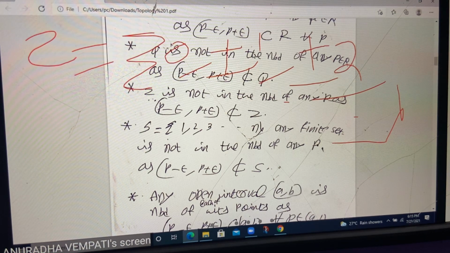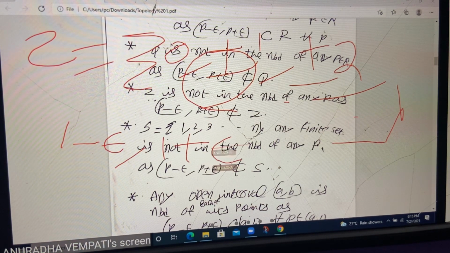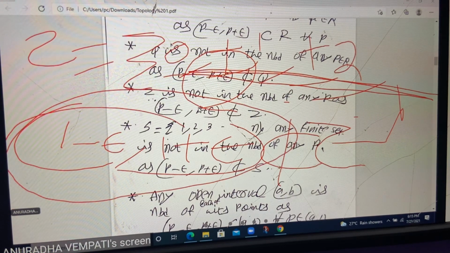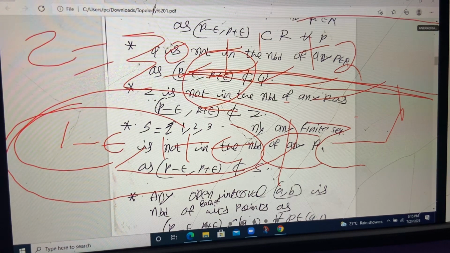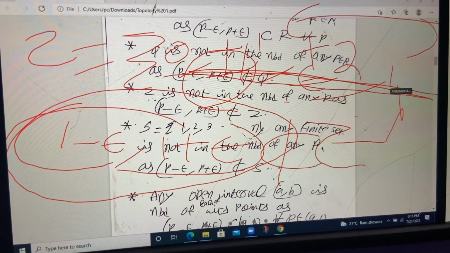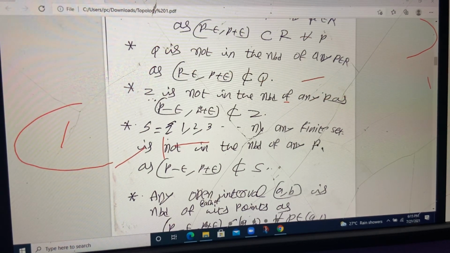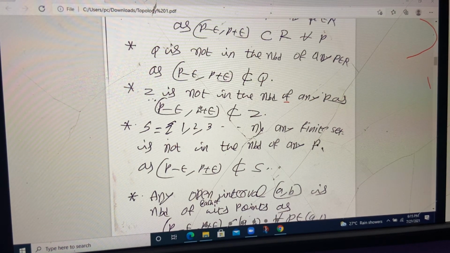Why is it so? Because if you take any integer, 1 minus epsilon, 1 plus epsilon, this is the neighborhood of 1. It is not contained in Z. Why is it so? Z contains only integers, but the open interval 1 minus epsilon, 1 plus epsilon contains not only 1. In between them, 1 is there, correct? But not only that, it contains decimals also. So it contains infinitely many decimal points which are not there in Z.